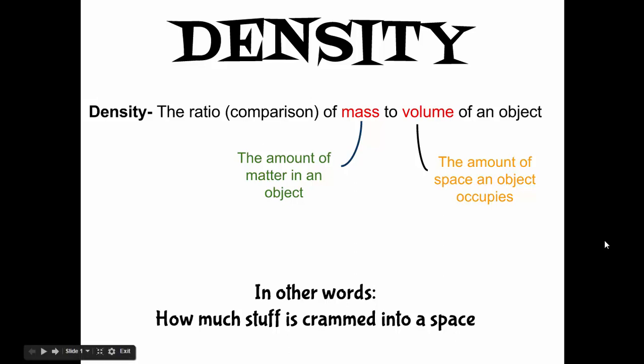Have you ever wondered why you feel lighter in a swimming pool, or that you're able to float? Well, that has to do with density. Density is the ratio or comparison of mass to volume in an object. Mass is the amount of matter in an object, and volume is the amount of space that an object occupies. So it's a ratio of how much matter is in an object per how much space the object occupies. In other words, it's how much stuff is crammed into a space.